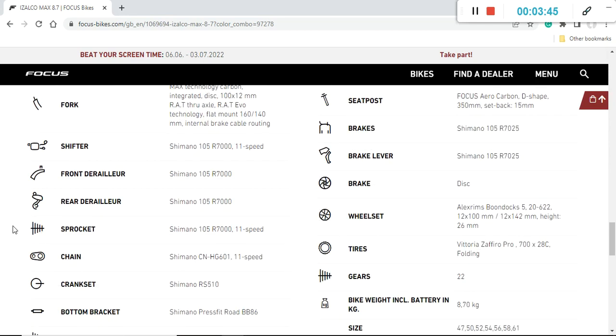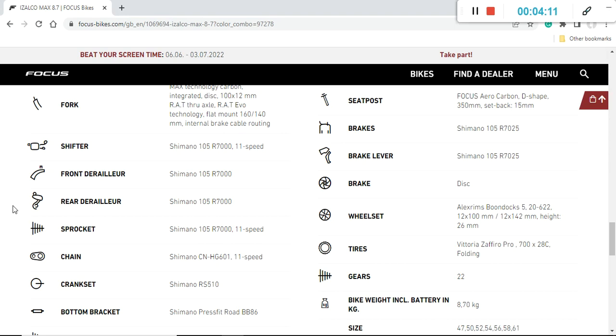Now let's talk about the groupset on this bike. So you see, everything from the shifter, front mech, and the rear mech is the Shimano 105 groupset. So this is a mechanical 11-speed groupset. Excellent groupset in my opinion. You know, Shimano 105 is a perfectly functioning workhorse from Shimano. So this is Shimano's 105 R7000 groupset, and definitely you won't have any problems with this mechanical 11-speed groupset.